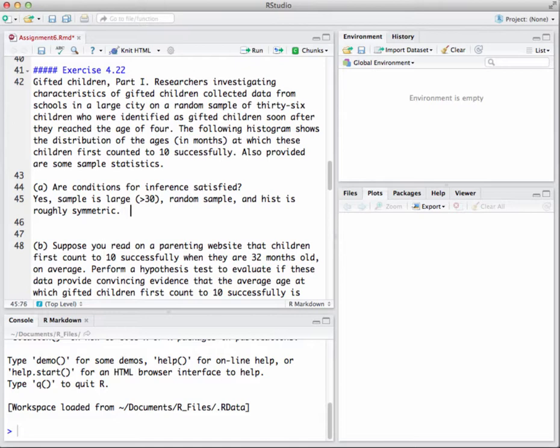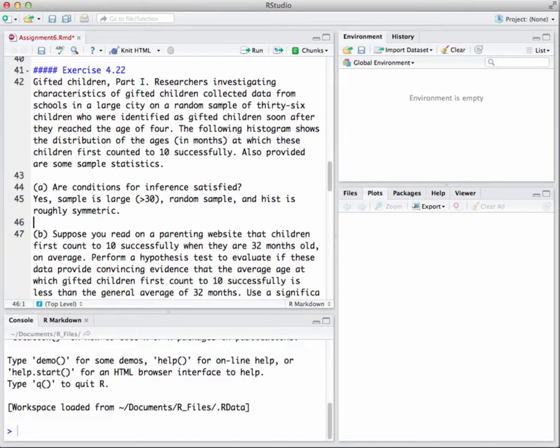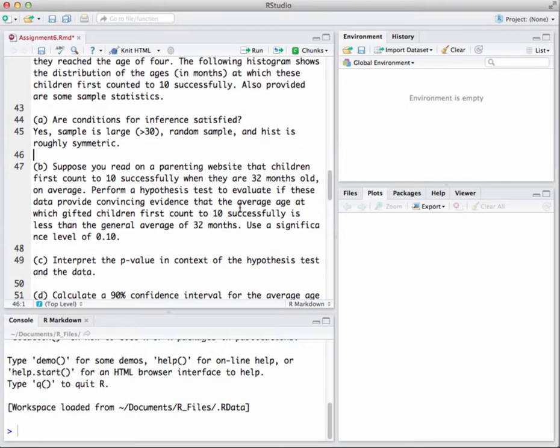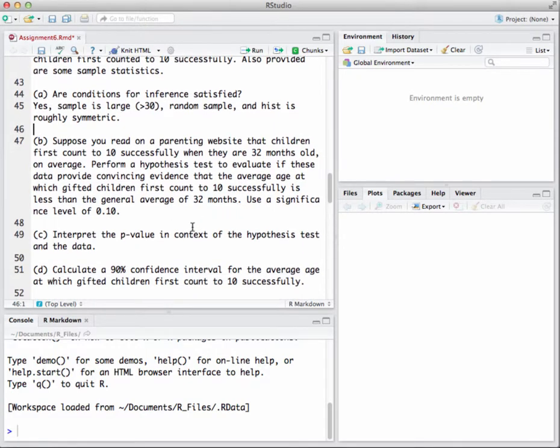All right, so I don't want to trivialize this. It is important to definitely check your assumptions of inference. You've got to make sure that those assumptions are met, or you should not be using this particular methodology. There are other methodologies if those conditions are not met. Those are for more advanced courses, but if these conditions are met, then we will use these processes, okay? All right, suppose you read on a parenting website that children first count to 10 successfully when they are 32 months old, on average.